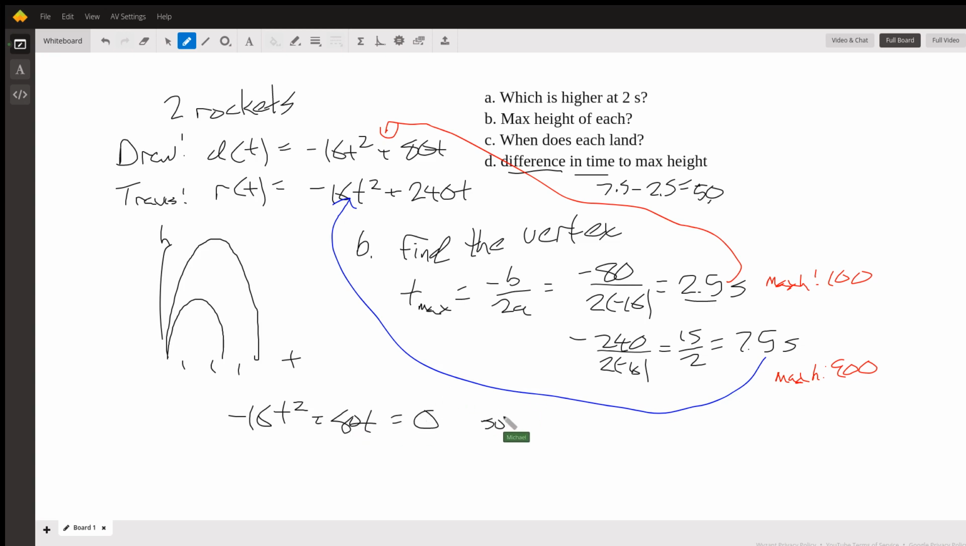And then solve. You'll get 2 answers, but one of them will be 0 because it started at t equals 0 at height 0. The other one will be the time when it lands. All right, hopefully that's enough to get you going on all these things.